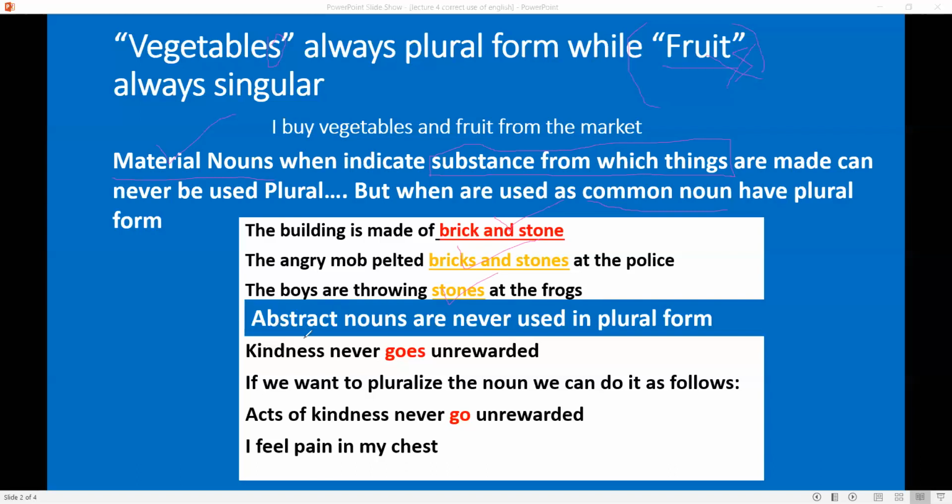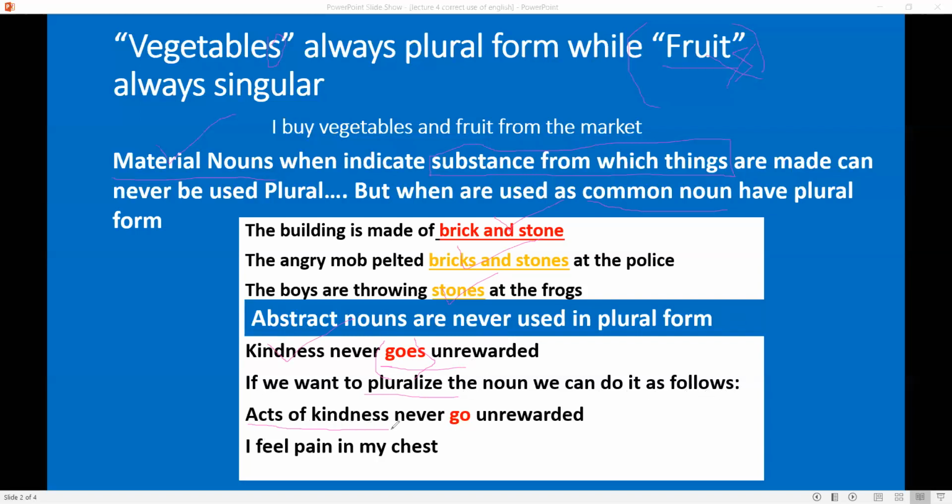The next thing is abstract nouns are never used in plural form. Beauty, kindness, mercy. These are the abstract nouns. Kindness never goes unrewarded. Goes. We have used a singular verb because this is an abstract noun. If we want to pluralize the noun, we can do it as follows.